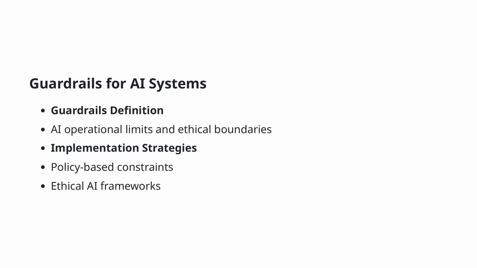Another crucial strategy involves ethical AI frameworks. These frameworks provide a structured approach to ensure AI technologies operate in an ethically sound manner. They often incorporate principles like fairness, transparency, and accountability, guiding AI system development and deployment to prevent harm and promote trustworthiness. By setting and enforcing these guardrails, we can better manage AI systems and mitigate potential risks, ensuring they operate within safe and ethical boundaries.